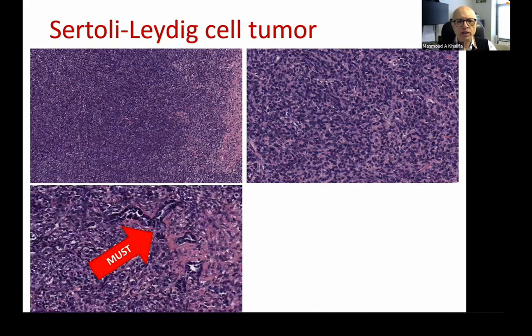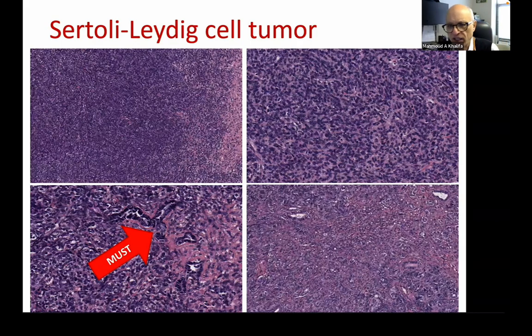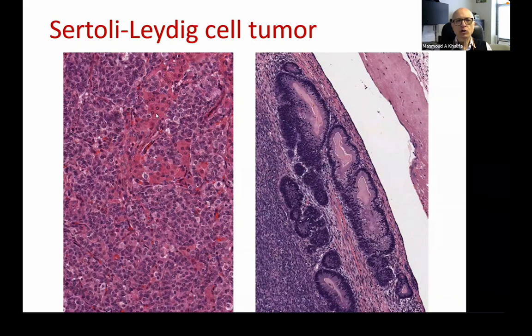I have to keep looking until I see tubules. If you don't see tubules in your tumor, submit more sections, submit more sections. You keep submitting more sections until you find convincing tubules. Without convincing tubules, you cannot call it Sertoli-Leydig tumor. And of course, for most Sertoli-Leydig tumors, you are going to have Leydig cells, obviously, in the middle.